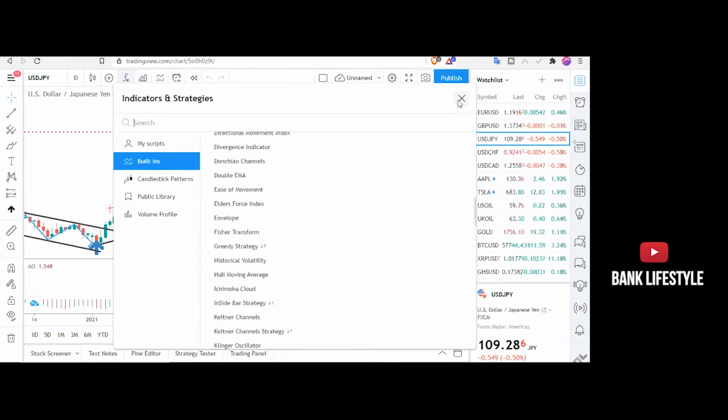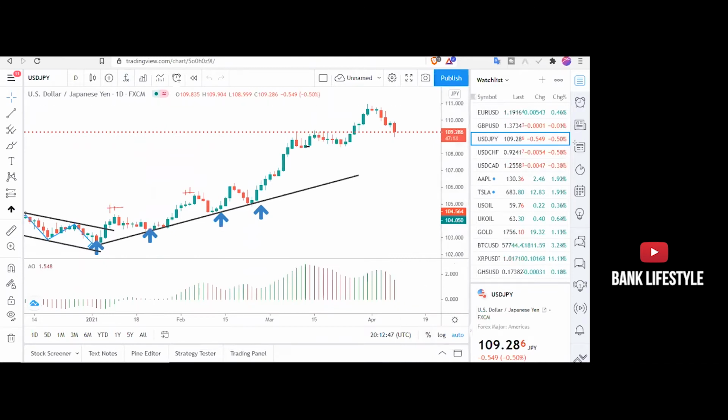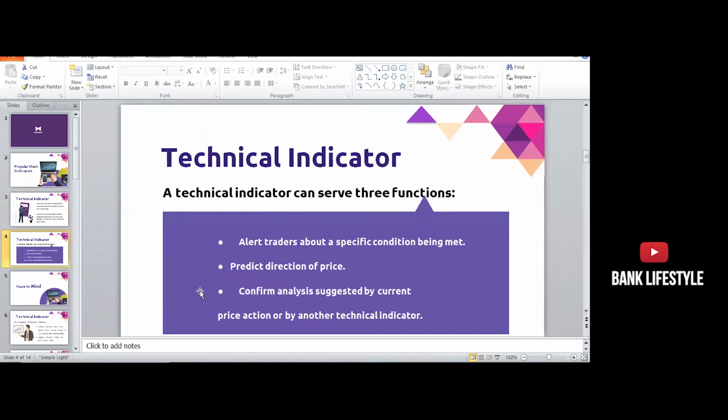Okay, now today we're going to talk about just some popular ones. We're going to talk about some popular ones traders, or a lot of traders, use in the market that really help in making a good decision in the market. So trading indicators, what are some of the functions? What do they do? Well, it alerts you about a specific condition in the market.